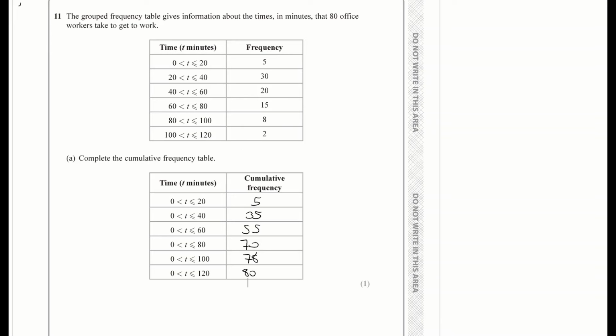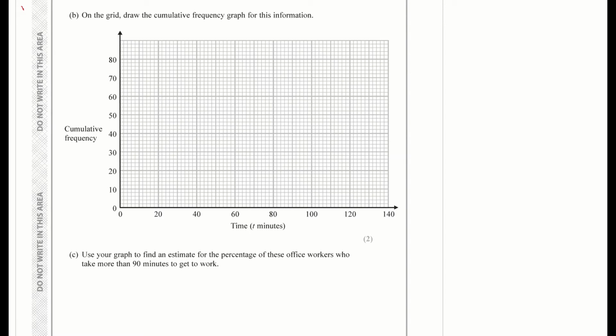Now looking at part B. So going from my table in part A, I have 0 to 0. I then have 20 to 5. My next one is 40 to 35. And then I filled in the rest. So 60 to 55, 80 to 70, 100 to 78 and 120 to 80. Then I'm going to connect the dots with a freehand curve. And that's our cumulative frequency graph.